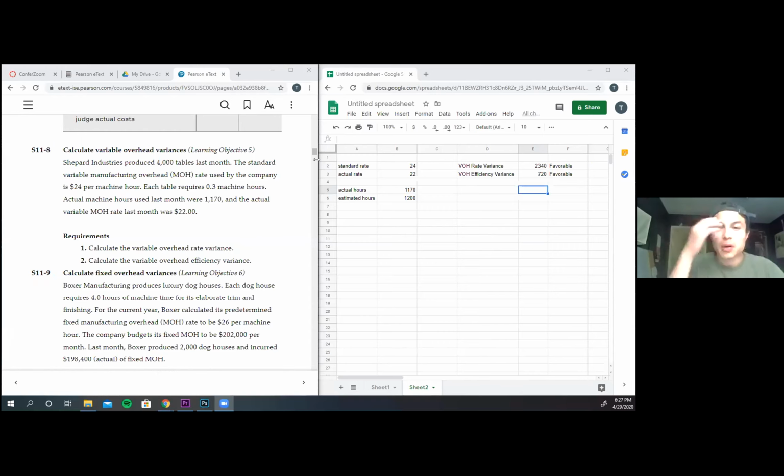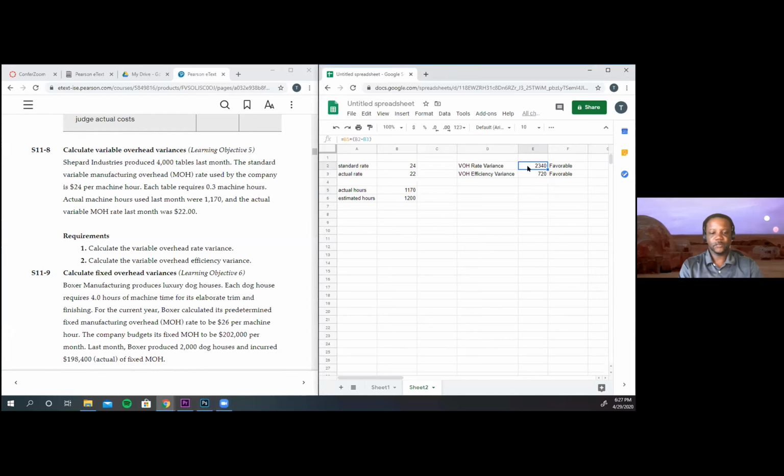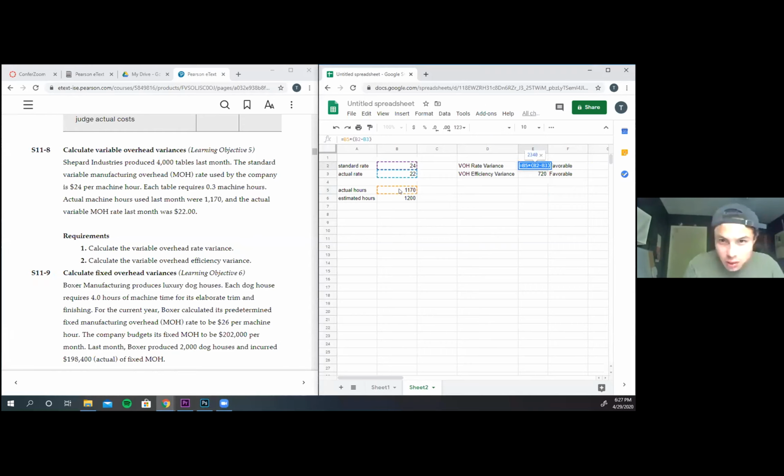So with the VOH rate variance, you ended up doing 1,170 times 24 minus 24 minus 2? Okay. And then you had to find the estimated hours first before calculating the efficiency variance? Yeah. And then that one was?